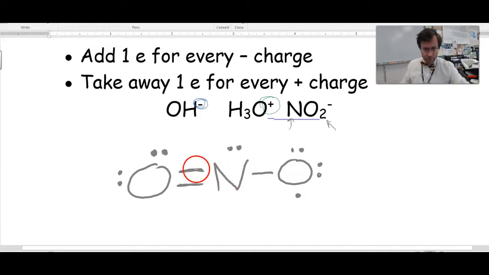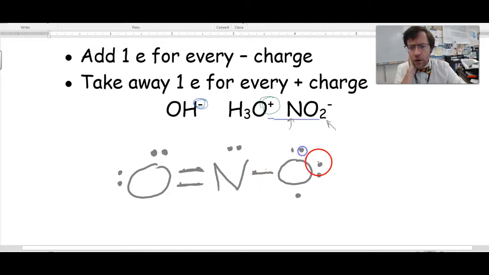All right, now I'm at a bit of a crossroads because this oxygen is done: 1, 2, 3, 4, 5, 6, 7, 8. It's super happy. Let's check out the nitrogen. Wait, sorry. Let me start over. 1, 2, 3, 4, 5, 6, 7, 8. That nitrogen is done. There's no more bonds anywhere, but just that poor oxygen. Oxygen is not happy. Look, 1, 2, 3, 4, 5, 6, 7. That is a very unhappy oxygen. What are we going to do?